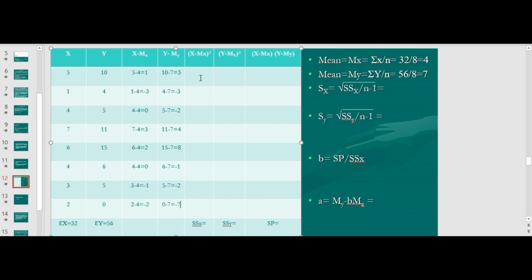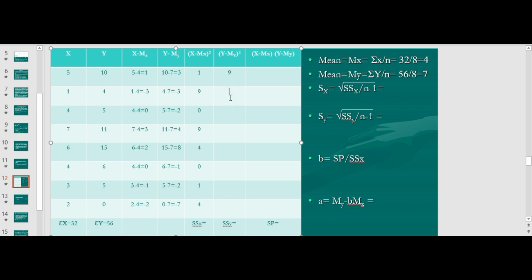Okay, we store these values. We square the mean deviation of x: 1, 9, 0, 9, 4, 0, 1 and 4. The same way we will square the mean deviation of y to get the sum of squares of y.